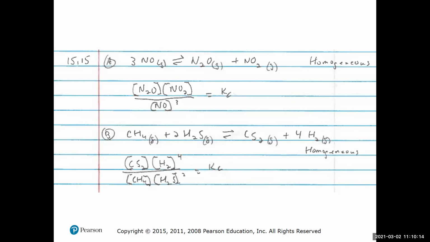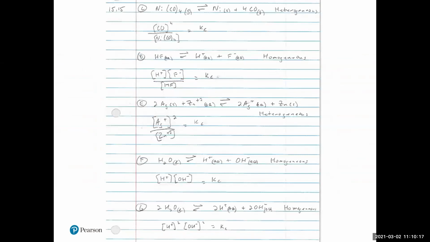So hopefully you're getting the hang of this. Let's skip down to letter E. So with E, we have 2 Ag plus Zn2+ going to 2 Ag+ plus Zn. So on the reactant side, we have silver metal. That's what the little (s) means. It's a solid material, so silver is a metal. So we have silver metal plus some zinc ions, and we know that's in solution because it's got the little (aq) in parentheses, to form silver ions, the Ag+, that's in solution.